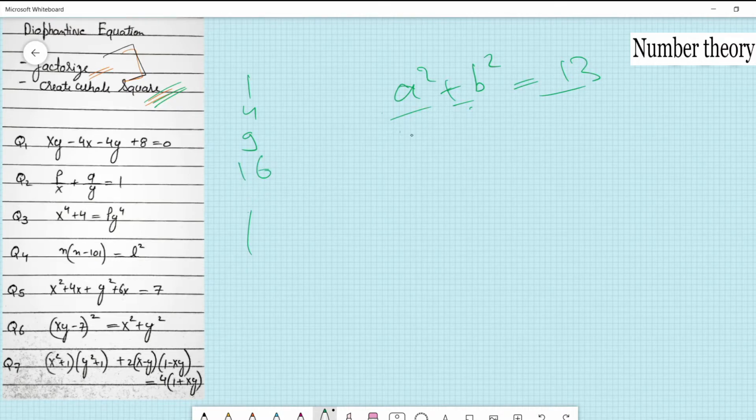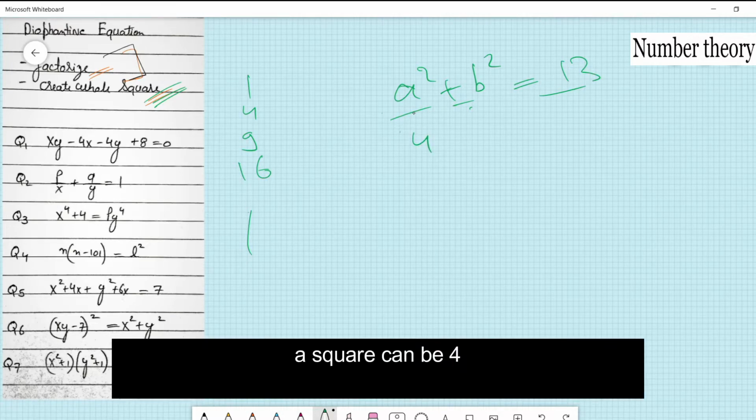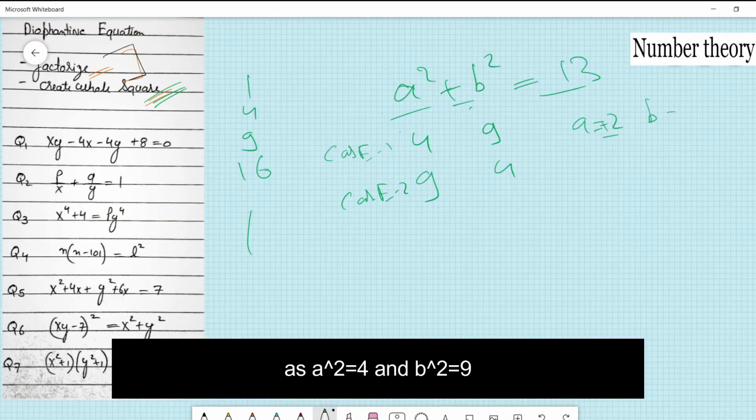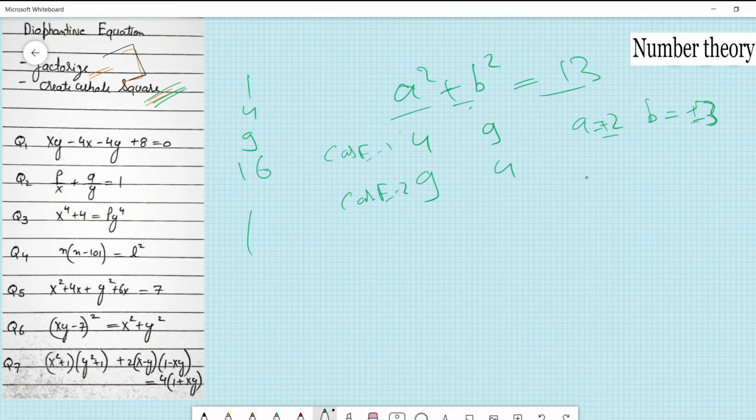So we see we only have one solution. For a can be 4, b square can be 9, and this one interchange them. So we have 2 cases, case 1, case 2. From here we get a equals plus minus 2 and b equals plus minus 3, and from here we get a is plus minus 3 and b is plus minus 2.